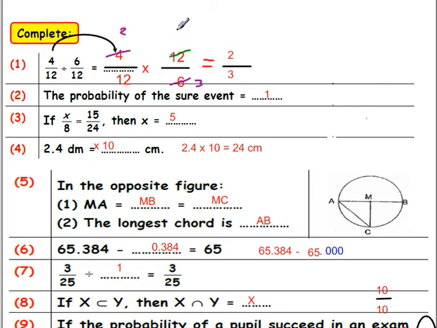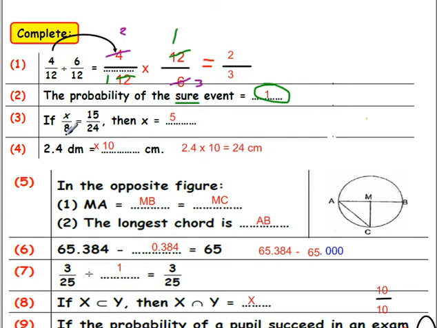12 divide 12 equals 1. And then make multiply. 2 multiply 1 equals 2. 1 multiply 3 will be equal 3. Yes. Number 2, the probability of the sure event will be equal 1. Impossible event will be equal 0.